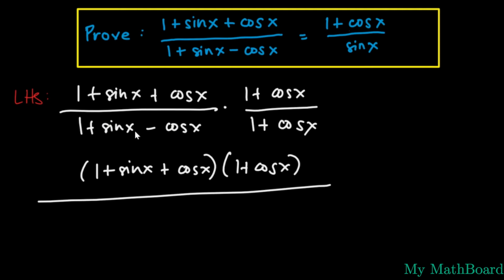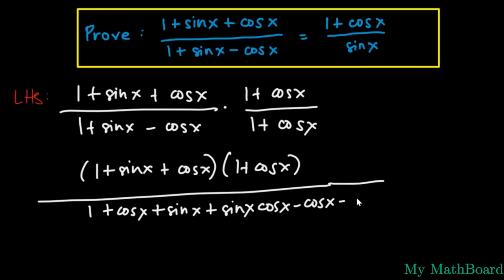Then, i-multiply natin yung denominator. So, distribute lang: 1 times 1 is 1. 1 times cos x is cos x. Then, sin x times 1, sin x. Then, sin x times cos x, sin x cos x. And then, negative cos x times 1, negative cos x. Then, negative cos x times positive cos x is negative cos squared x.